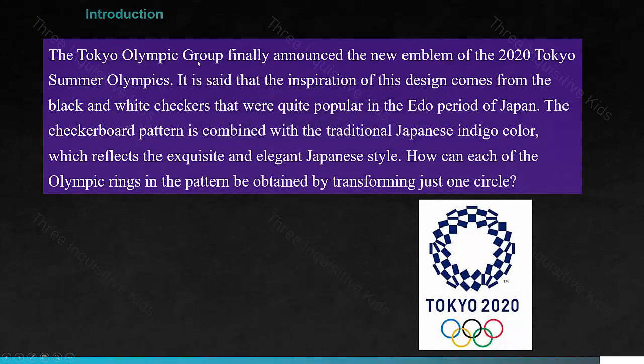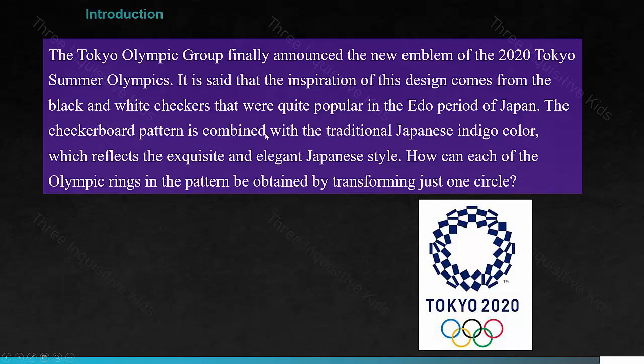The Tokyo Olympic Group finally announced the new emblem of the 2020 Tokyo Summer Olympics. It is said that the inspiration for this design comes from the black and white checkers that were quite popular in the Edo period of Japan. The checkerboard pattern is combined with the traditional Japanese indigo color, which reflects the exquisite and elegant Japanese style. How can each of the Olympic rings in the pattern be obtained by transforming just one circle?